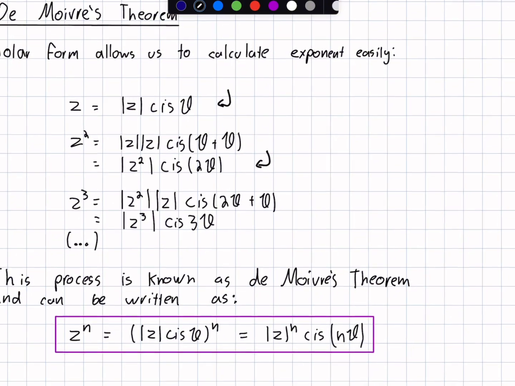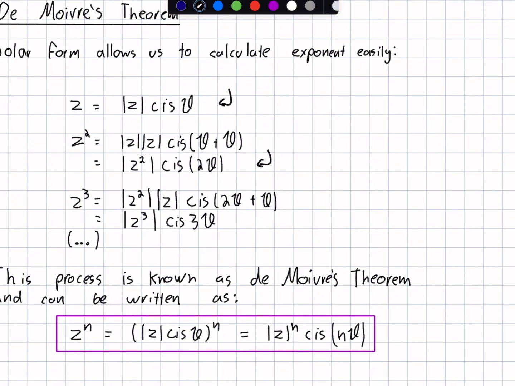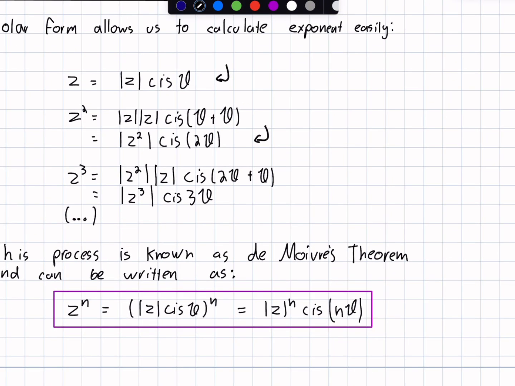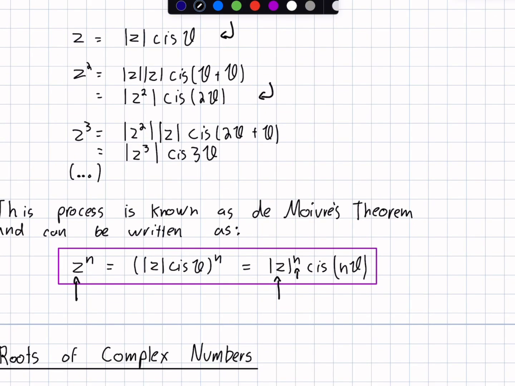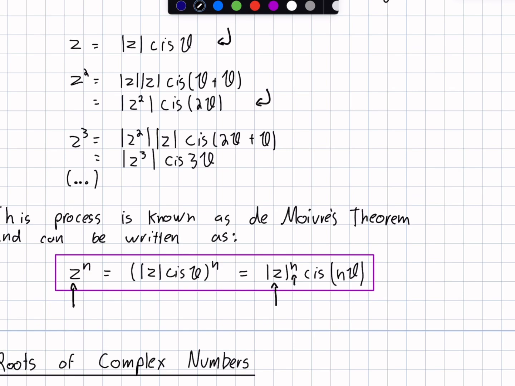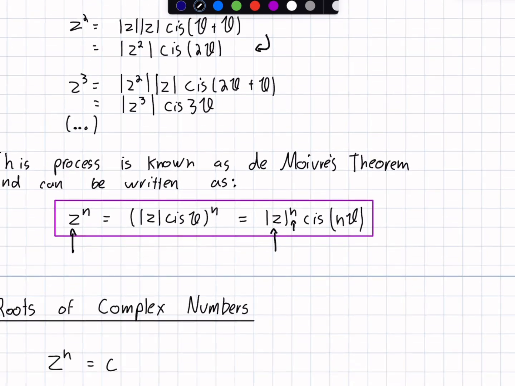And it can be written, in a general form, as the modulus of z to the power of n times cis n theta is equal to the complex number z to the power of n. Let's move on to the roots of complex numbers.